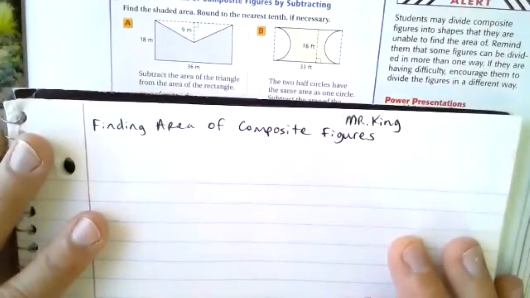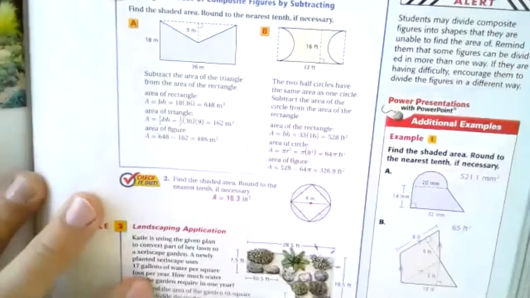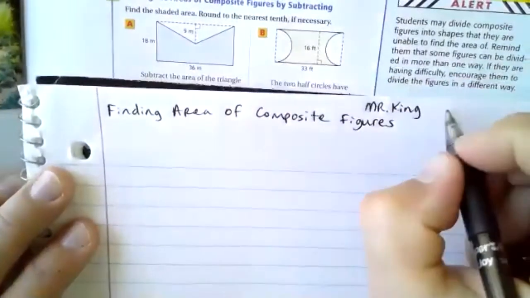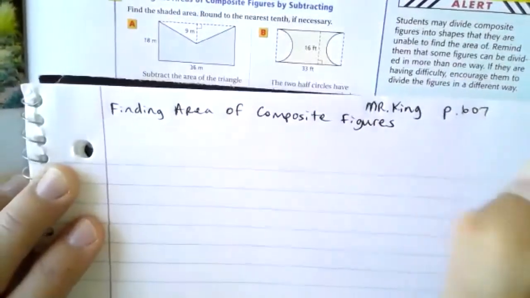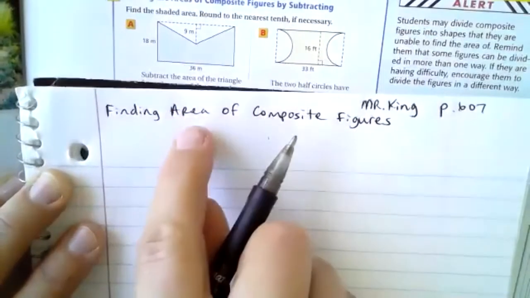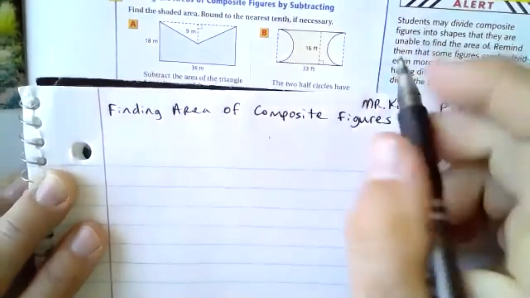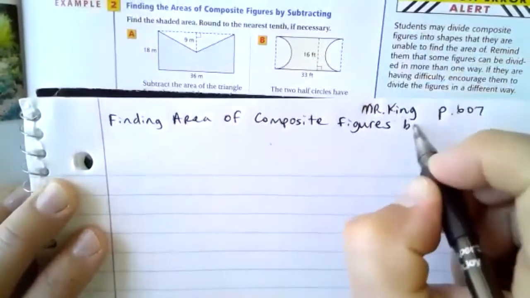Let me pull this back. Get this set up for you guys. This book is so big. Okay, I'm on the green book, and what page am I on? I'm on page 607. So if you want to write page 607 in the green book, you can write that. So we're finding the area of composite figures by subtracting.